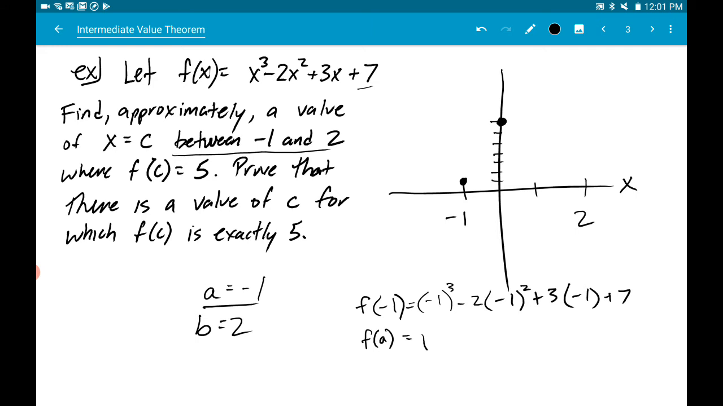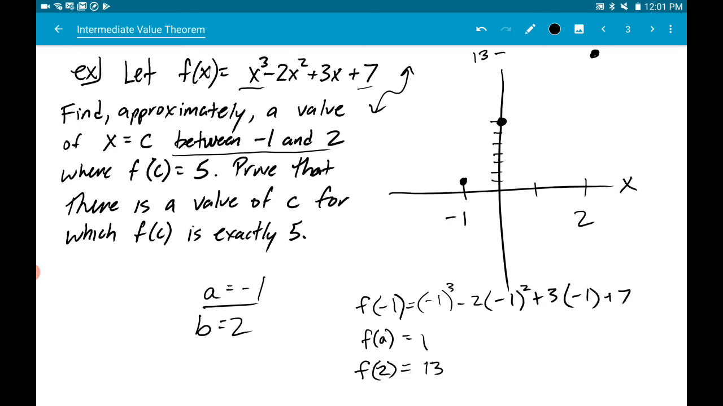And if you do the same thing for f of 2, I'll let you pause it if you want to, but you can trust me, it's going to be 13. And so f of 2 is going to be up here, way up here somewhere at 13. Now, this is a very crude graph. Hopefully you know that a cubic has kind of this shape to it.